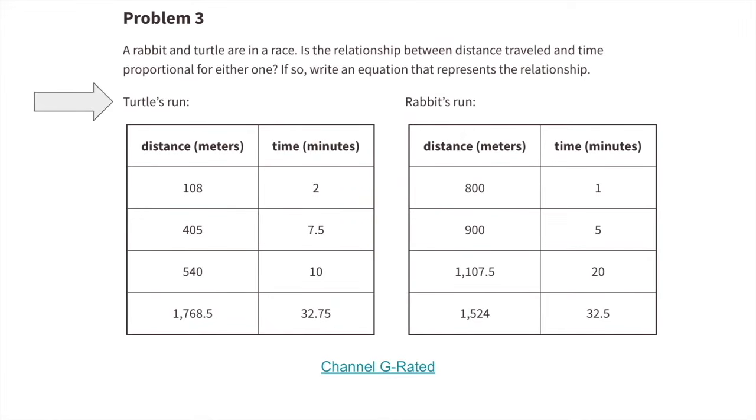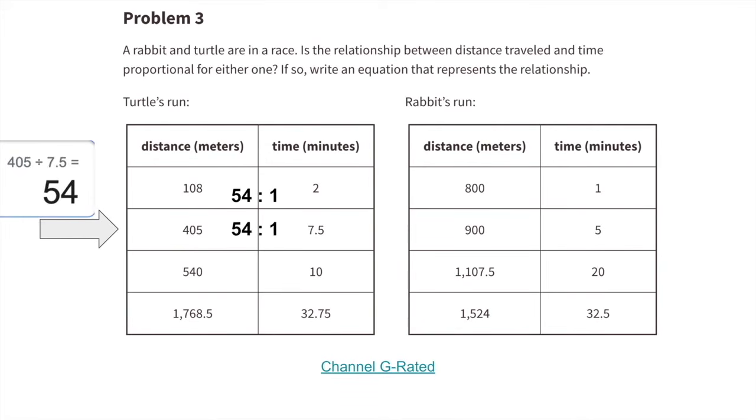For the turtle's run, a distance of 108 to 2. That's a 54 to 1 ratio. 2 divided by 2 is 1, and 108 divided by 2 is 54. A distance of 405 in 7 5/10 minutes. 7 5/10 minutes divided by 7 5/10 equals 1, and 405 divided by 7 5/10 equals 54. So this is also a ratio of 54 to 1.